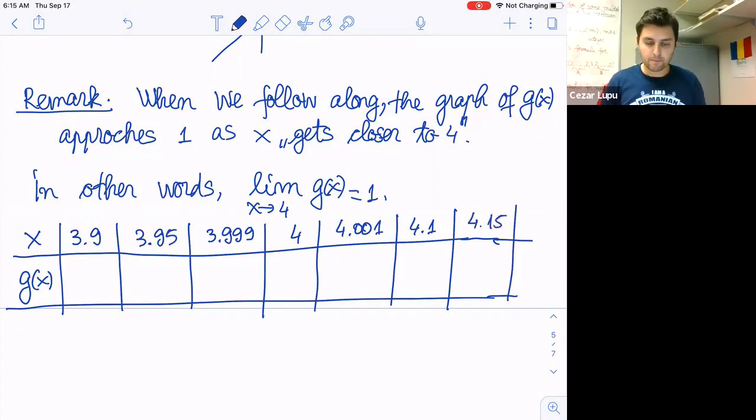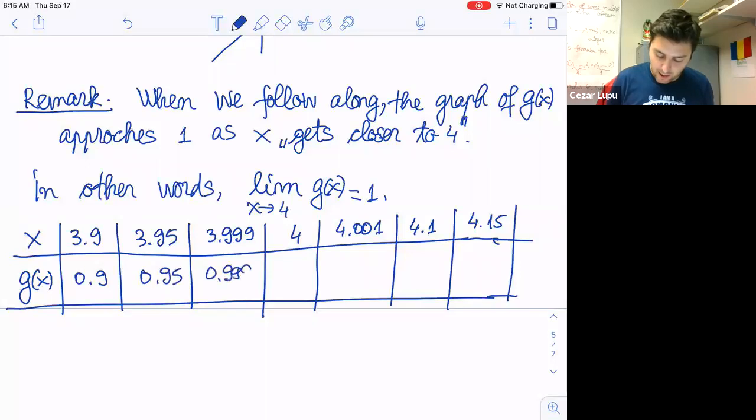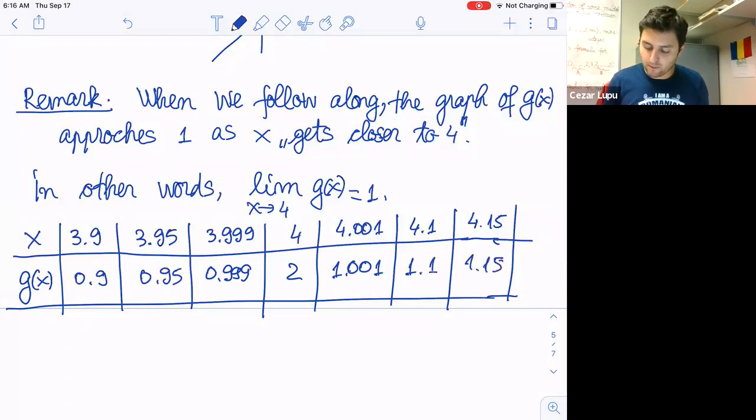4.15. All right. This will be 0.9. This will be 0.95. This will be 0.9999. This will be 2. This will be 1.001. This will be 1.1. This will be 1.15. As you can see, that's exactly what happens.